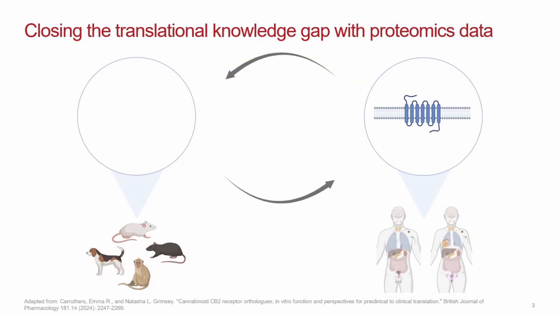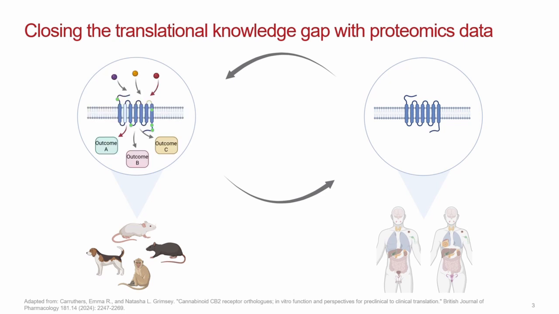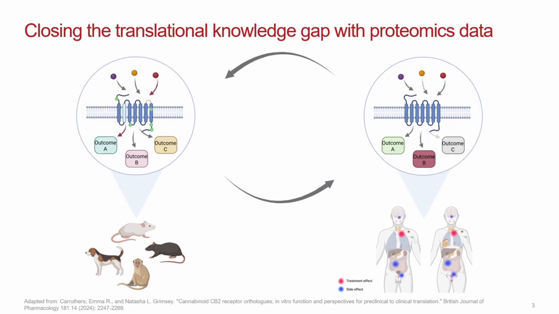So now let's have a look at this GPCR receptor in humans. We would now like to test some drugs in preclinical species, and we are potentially getting outcomes A, B, and C. And then we are translating it back to human and we are getting completely different outcomes A, B, and C.